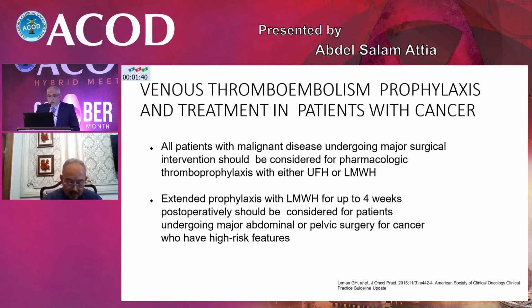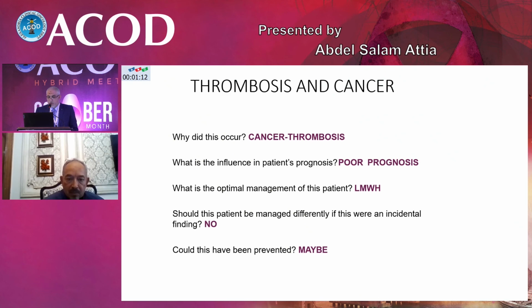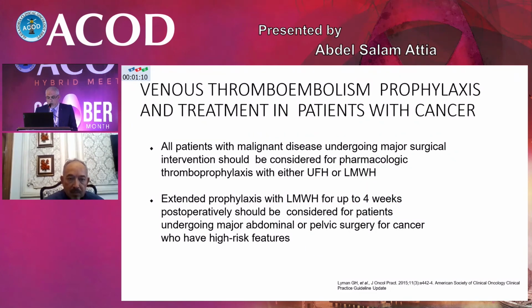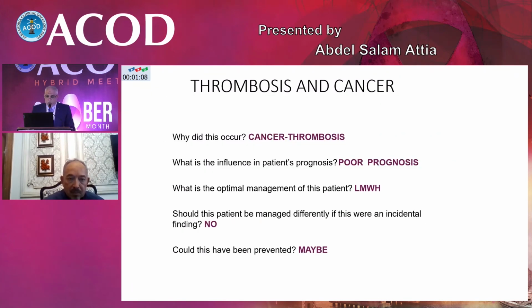So all patients with malignant disease undergoing major surgical intervention should be considered for pharmacological thromboprophylaxis with either unfractionated heparin or low molecular weight heparin. Extended prophylaxis with low molecular weight heparin for up to 4 weeks postoperatively should be considered for patients undergoing major abdominal or pelvic surgery for cancer who have high risk for venous thromboembolism.